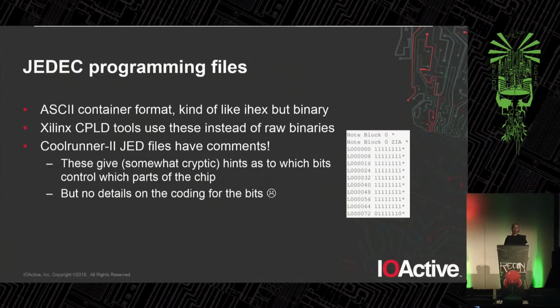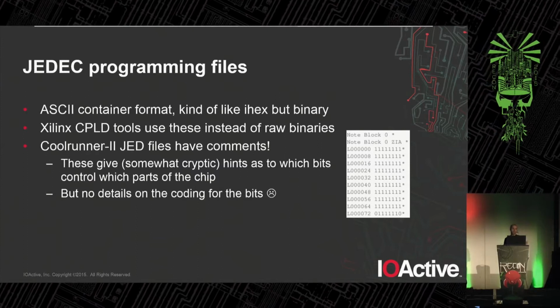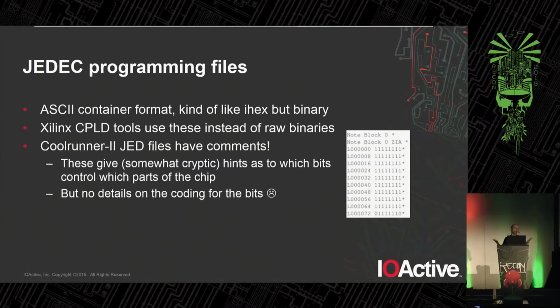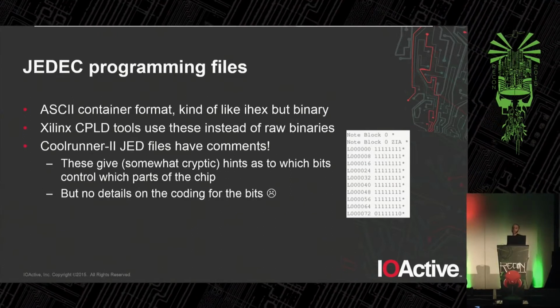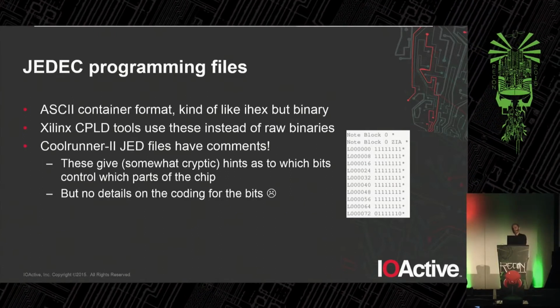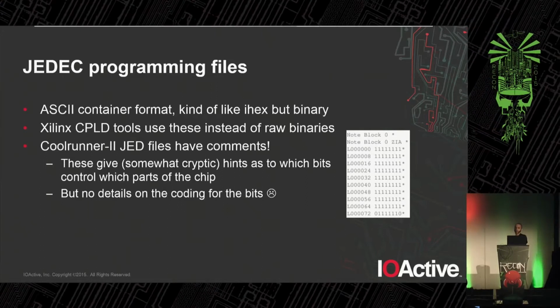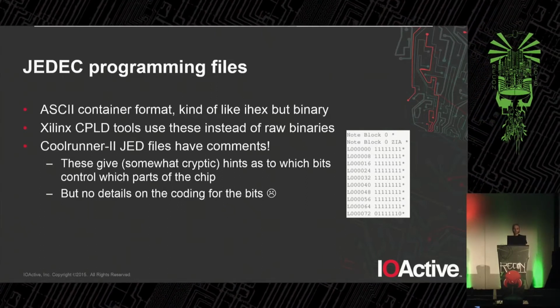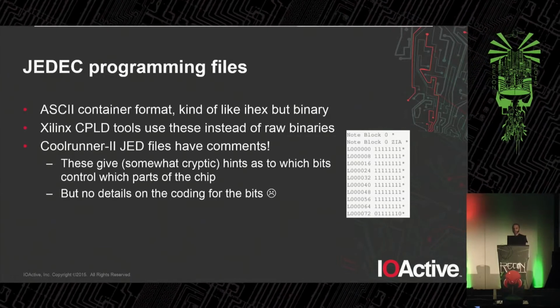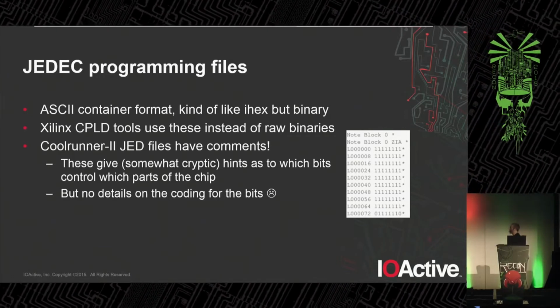So the bitstream format for this thing at a high level: the output of the compiler is a JEDEC programming file. It's basically the equivalent of IHEX, but instead of being hex lines, it's binary lines, ASCII ones and zeros. So this is the exact data that gets written to the chip, not in the actual order. I'll get to that later, but there is a one-to-one correspondence between these ones and zeros and the configuration bits on the device.